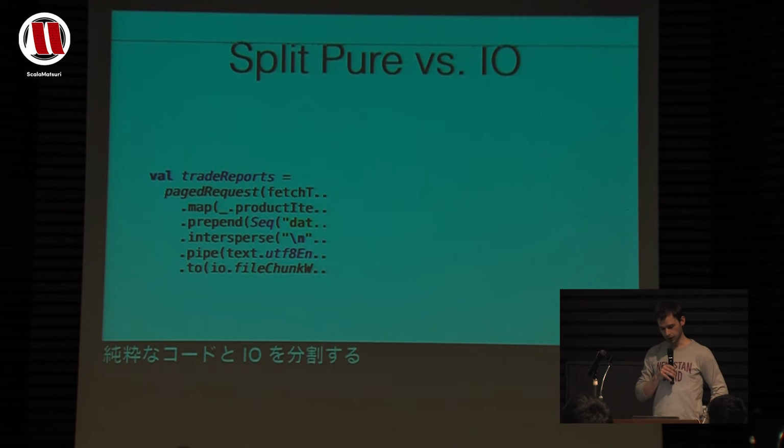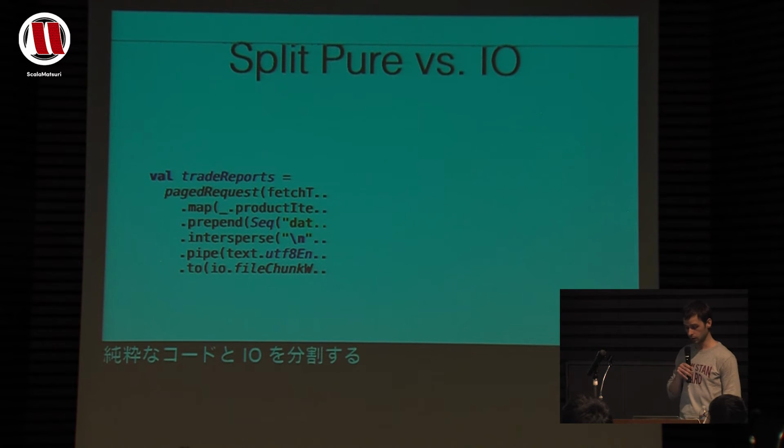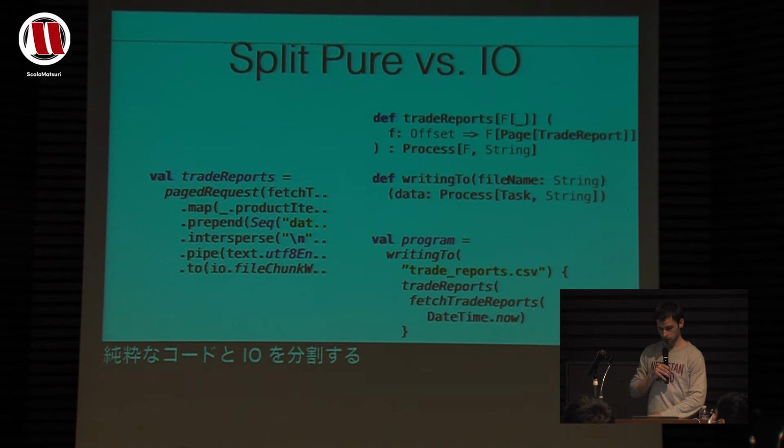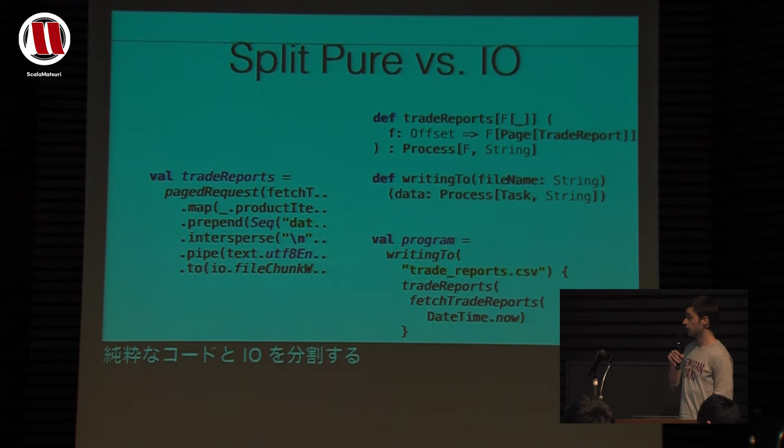So next, we still have a bit of code that doesn't look that nice. We bind together pagination with CSV writing. We can actually do better. We can separate the stuff that we need to do to write into a file into a writing process, and we can have a trade report process where we just input the fetch report functions.